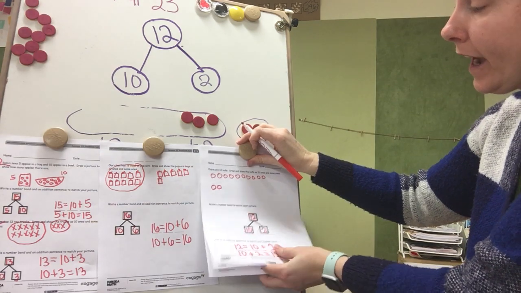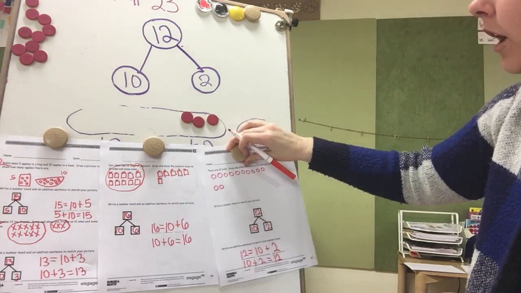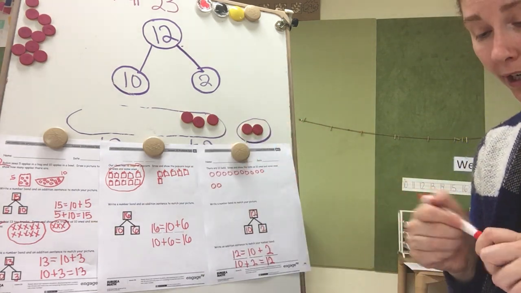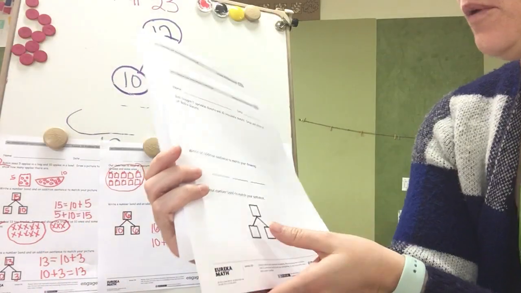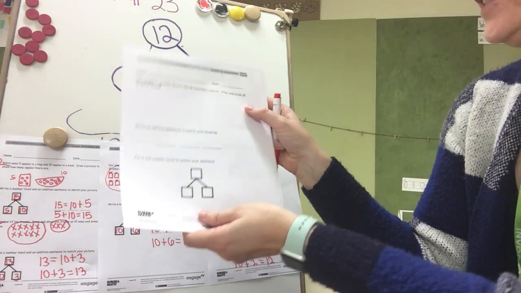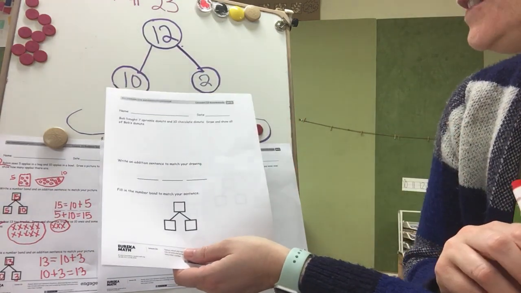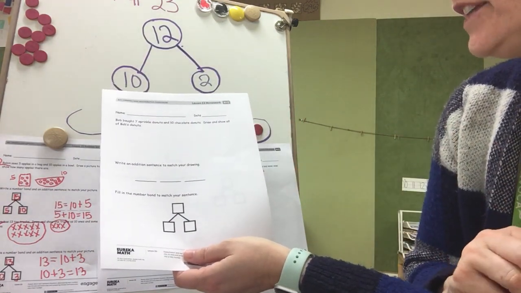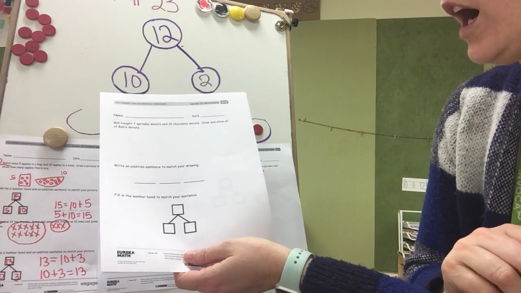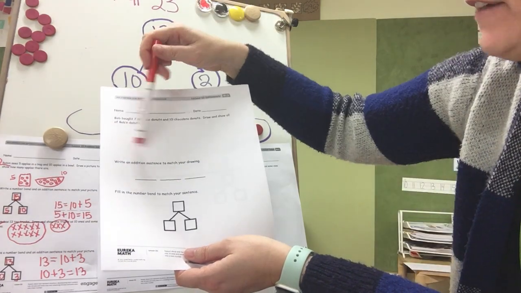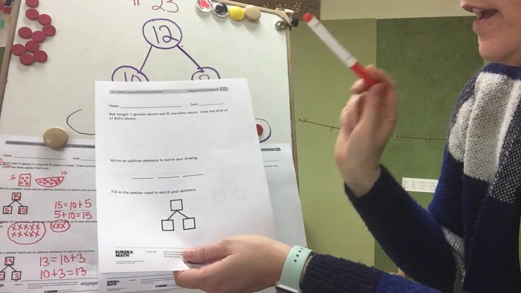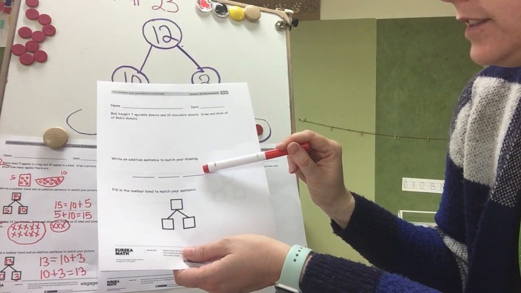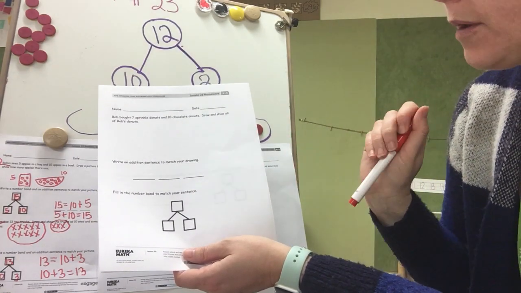Awesome. That is a lot of work. So if you did all of that, kudos. Awesome work. There are 2 additional pages if you want to keep working on it. This one says Bob bought 7 sprinkled donuts and 10 chocolate donuts. Draw and show the donuts. So you need 7 sprinkle and 10 chocolate. And then you write your math sentence, your addition sentence, and then your number bond.